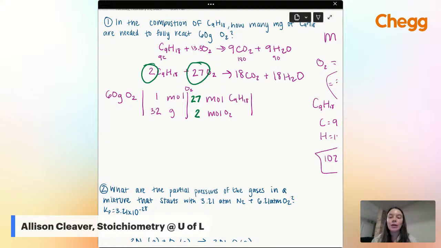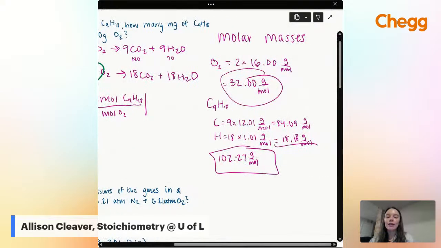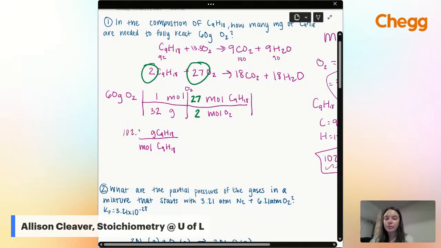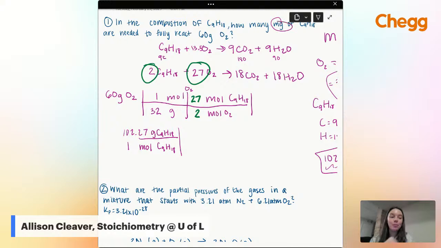And then we are going to go from moles of C9H18 to grams of C9H18. I'm going to start a new line just because we're running out of space. But I put moles at the bottom, and then at the top, I'm going to put my grams of C9H18. And based on what we calculated, we have 102.27 grams for 1 mole. And then last, since this problem's asking for milligrams, we need to go from grams of C9H18 to milligrams. So I'm going to do grams of C9H18 to milligrams.